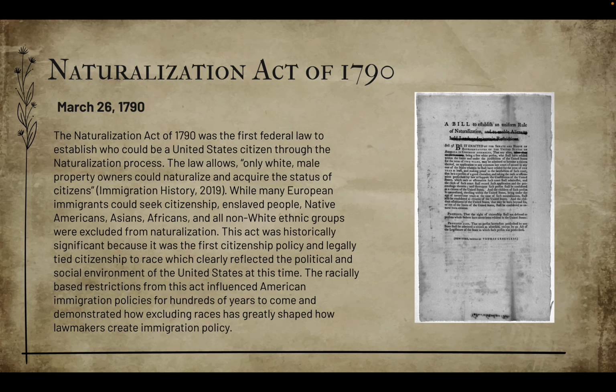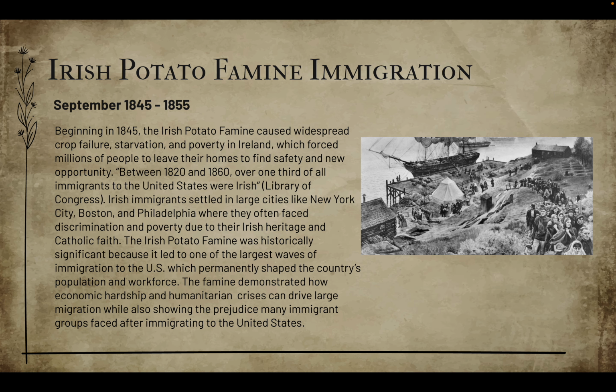I chose this event because I think it's important to understand where American citizenship policy started. What stood out to me was that race wasn't something that was introduced into immigration policy later on. It was already part of the country's first naturalization law. I think this event helps explain many of the racial restrictions that appear throughout the rest of U.S. immigration history.